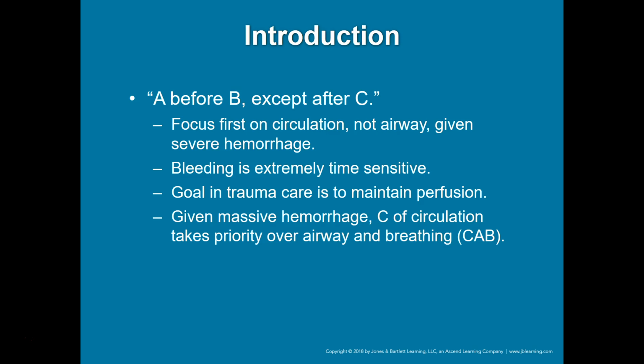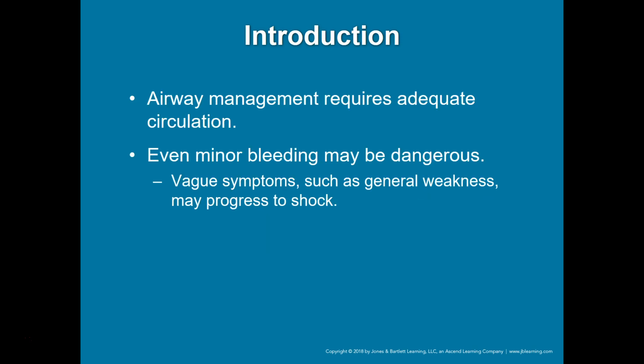We're going to focus first on circulation, not the airway or breathing concepts, given severe hemorrhage. Bleeding is obviously an extremely time-sensitive issue, and our goal is going to be to maintain perfusion. Just a quick way to sum it up is, given massive hemorrhage, the C of circulation takes priority over the airway and the breathing. You're not going to be able to save somebody or to adequately perfuse somebody by just maintaining an airway if they don't have any blood, any ability to exchange oxygen and carbon dioxide is basically what this is getting at.